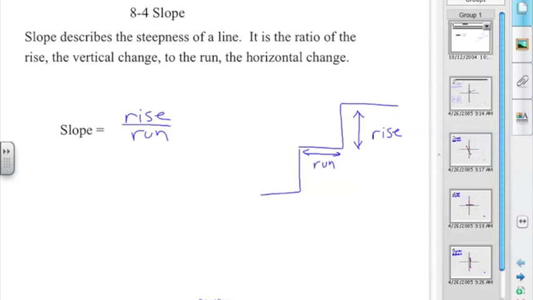And over on the right, you can see that the rise, if you think of a set of stairs, the rise is how far up you have to put your foot when you go up a step, and the run is how far forward you take a step. So the slope describes the steepness of the line, rise over run.